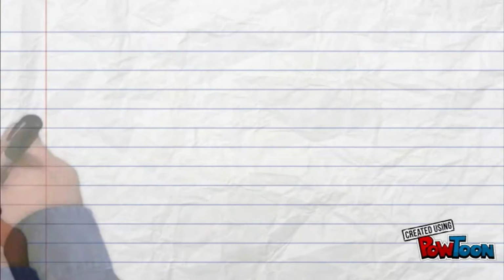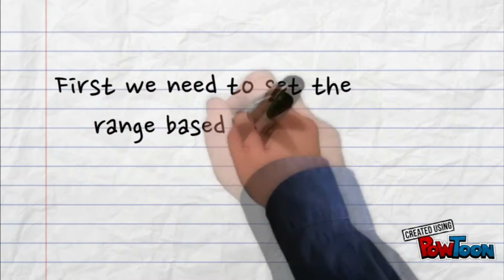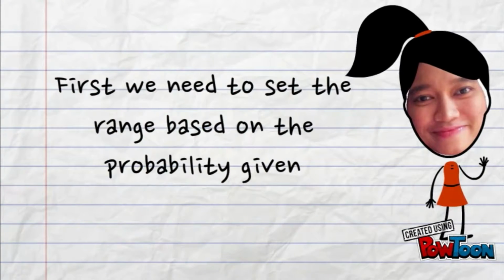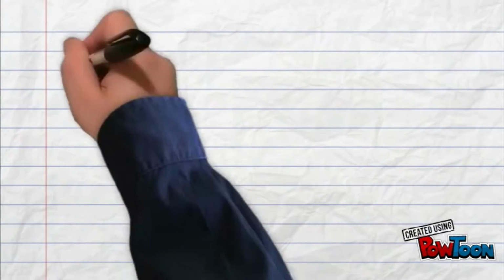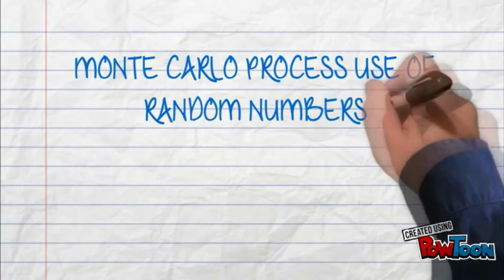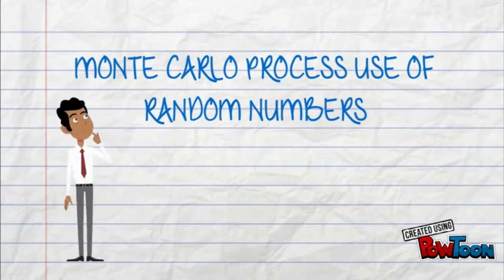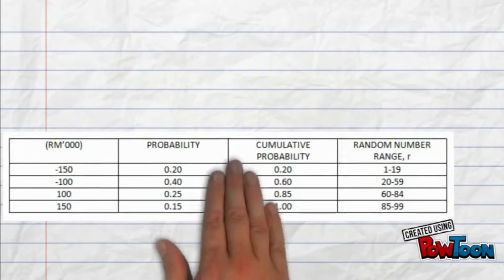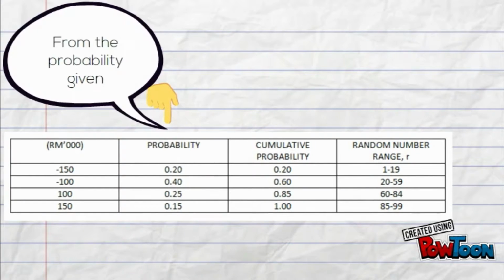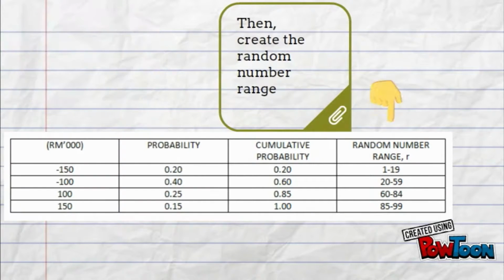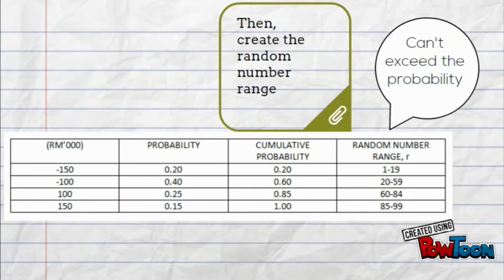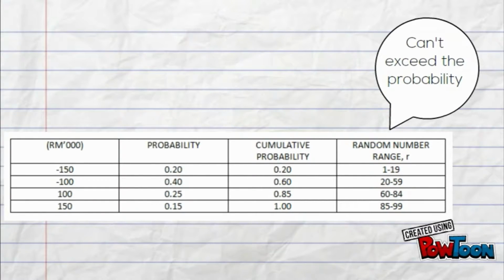Question A. First, we need to set the range based on the probability given. We need to answer the question based on the Monte Carlo process. Take the given probability from the question, then we create the random number range. Make sure the range does not exceed the probability. For example, when probability equals 20, the random number range is from 1 to 90.